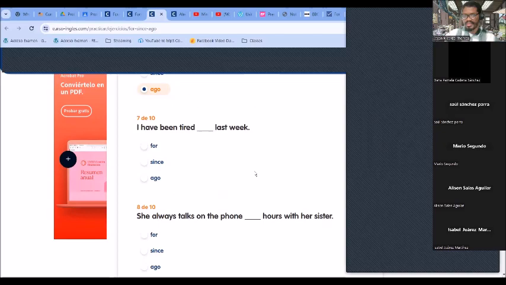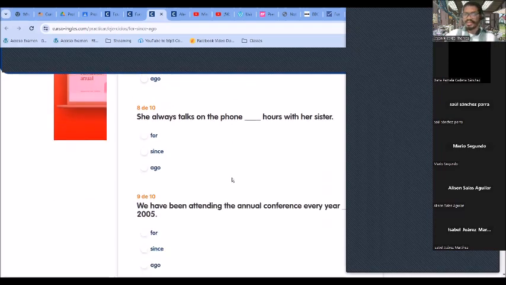I have been tired since last week. Since. One more time. I have been tired since last week. All right. Your words are running into each other. Since last week. I have been tired since last week. One more time. I have been tired since last week. There we go. Fernanda.